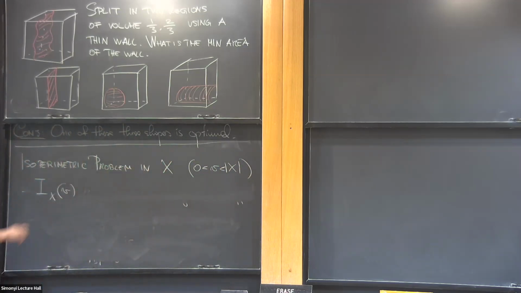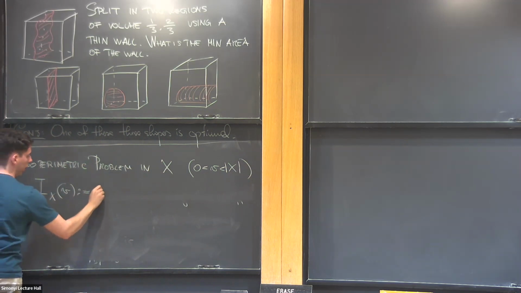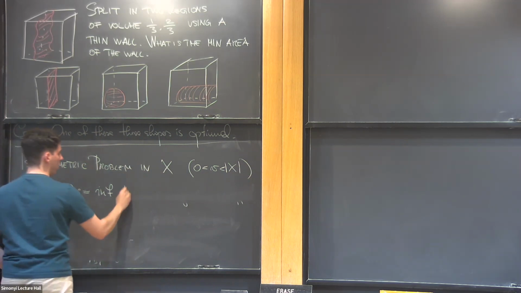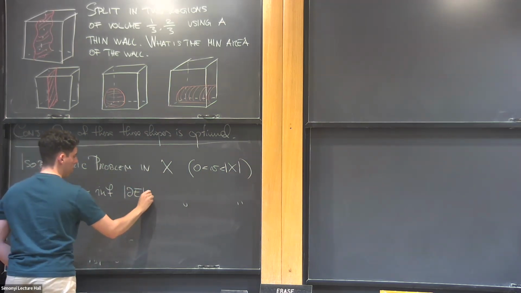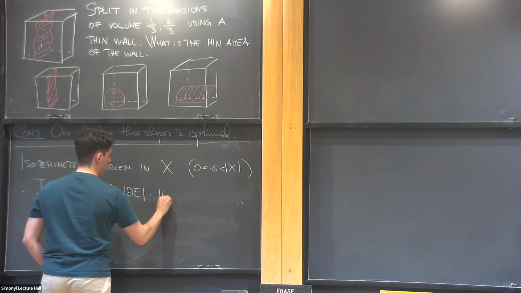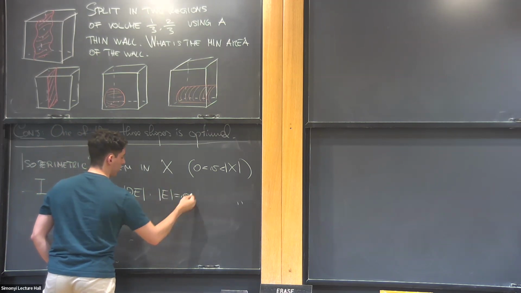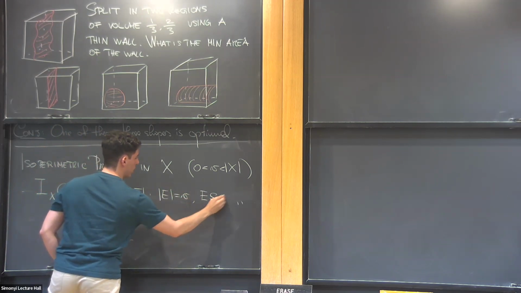And X could be infinity. V cannot be infinity. The isoperimetric profile is the minimum of the measure of the boundary among all subsets with measure V. Subsets of what? Subsets of your space.